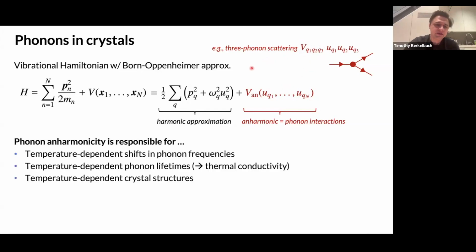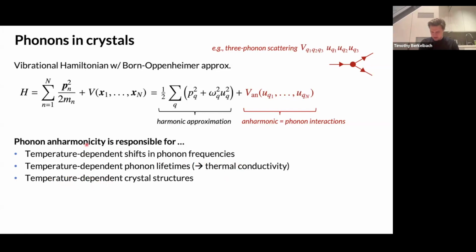Why should we care about phonon anharmonicity? It's responsible for many of the interesting properties of crystals. So for example, it's responsible for the temperature dependence of shifts in phonon frequencies. So this is things like phonon hardening and softening. It's responsible for the temperature dependence of the lifetime of phonons. So I might care what is the lifetime of phonons generically, but if I ever want to do a calculation of the thermal conductivity, I require phonon lifetimes, otherwise it's undefined. And even the stability of different crystal structures and the temperature dependence of that is dictated by phonon anharmonicity.